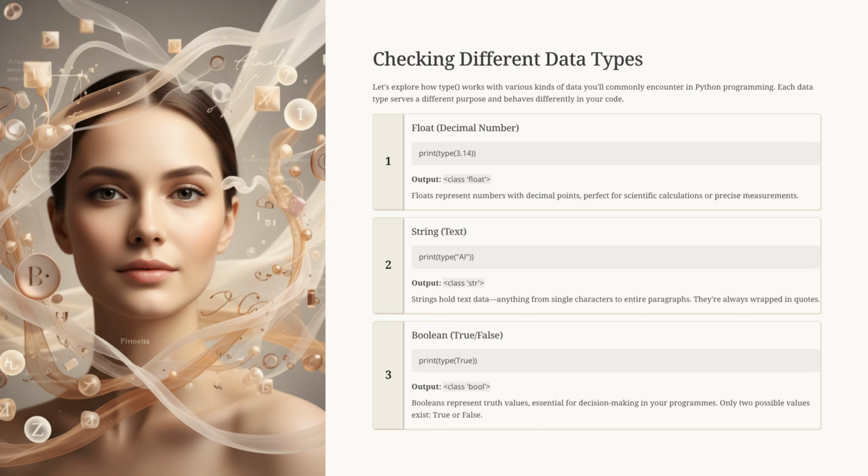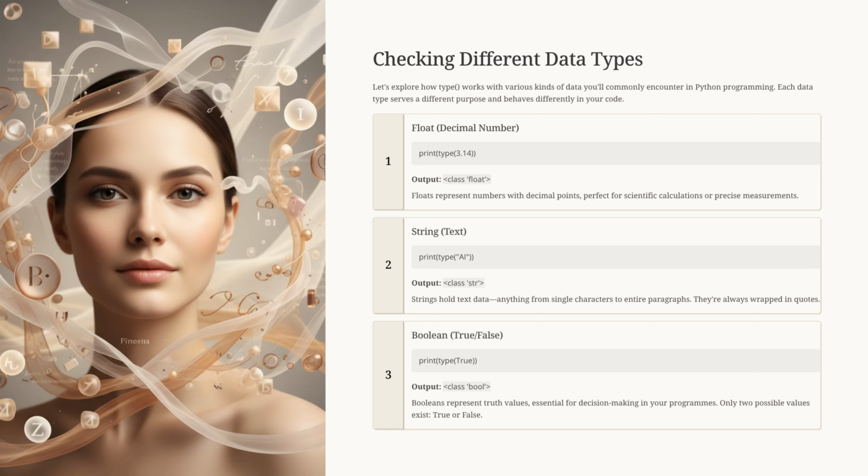Now let's see how type behaves with different data types. First, if you pass a decimal number, like 3.14, Python will tell you it's a float, which represents numbers with decimal points. These are super useful in scientific calculations, or when dealing with precision, like probabilities in machine learning. Next, try a string, such as "AI." Python will say it's a string type, meaning it holds text. Strings are everywhere, in usernames, dataset labels, chat messages, and natural language processing.